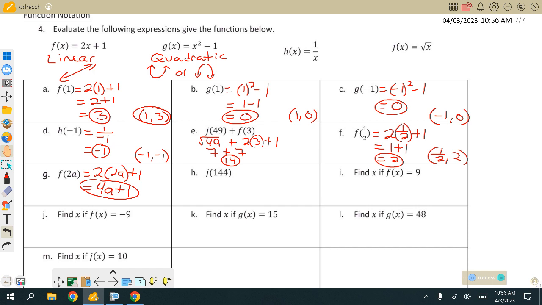Last one there, j of 144. It says j of x, so the square root of 144 is. Again, one more time, you've created an ordered pair here, 144, 12.